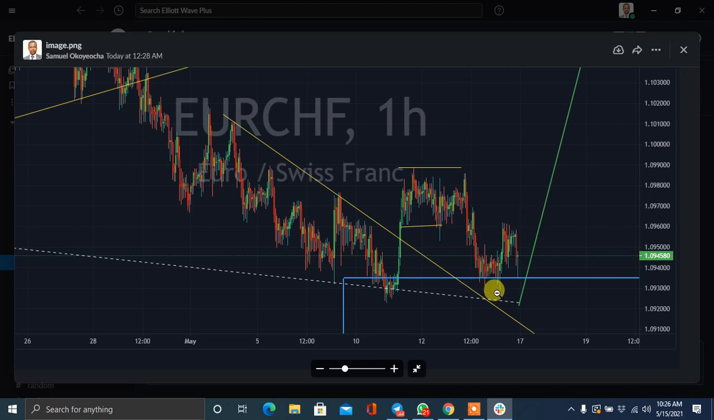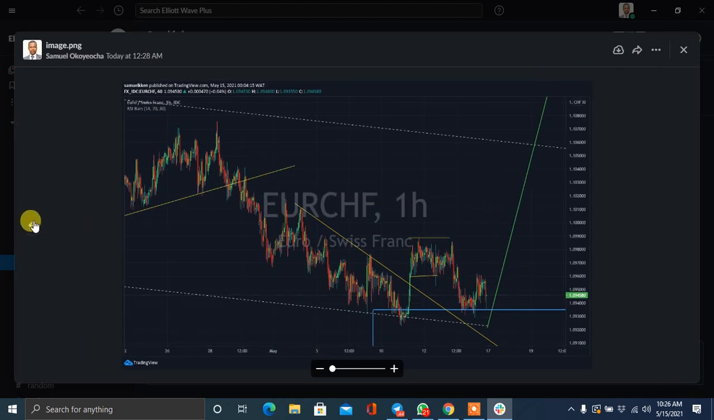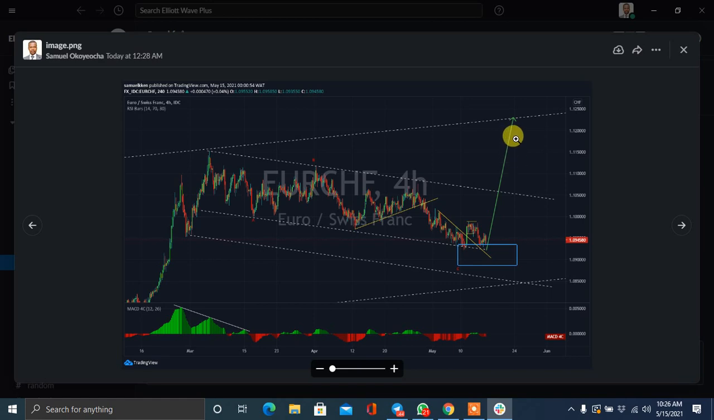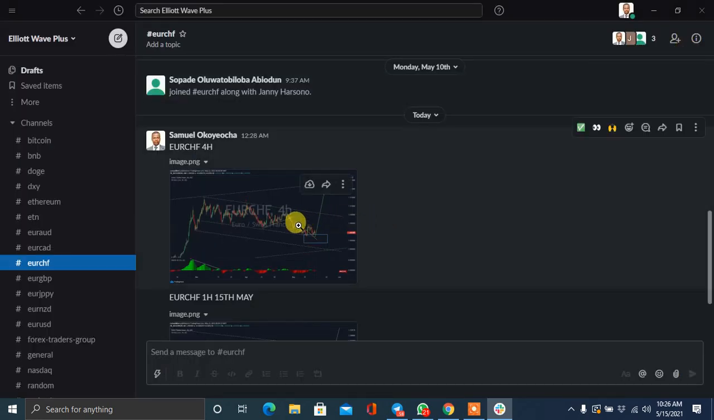Stop loss will be here. Then the move is a very nice trade, because here is not our target; this time it will break this place and come up here. So we have a lot of trades this week.